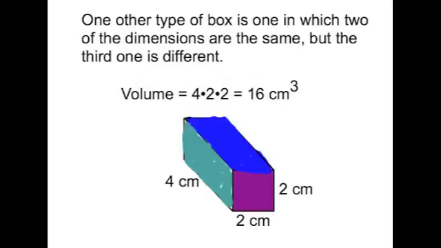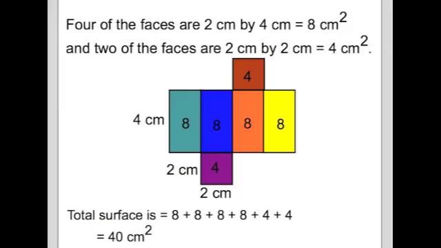The final type of box that we've looked at is the one where 2 of the dimensions are the same and 1 is different. And in the one we looked at yesterday, the volume was 4 by 2 by 2 because the box was 4 units long, 2 units wide, 2 units high, 4 times 2 times 2, 16 cubic centimeters is the volume. And then we look at the same net we looked at in the previous lesson.